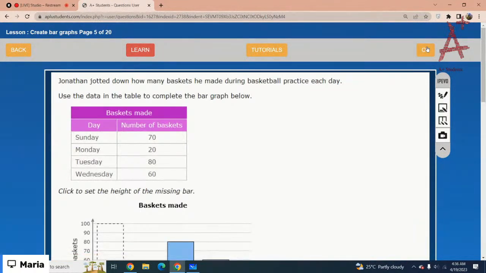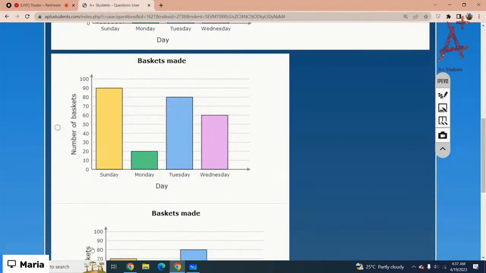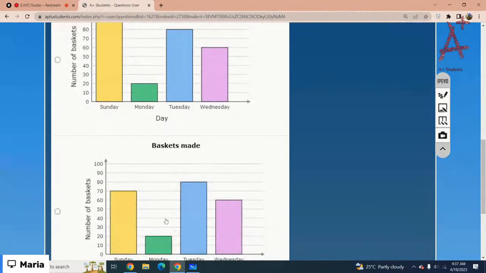Jonathan jotted down how many baskets he made during basketball practice each day. Use the data in the following table to complete the bar graph. 70, 20, 80, 60. 70, this is not the correct option. Got it? 70, 20, 80 and 60, that would be the second option.